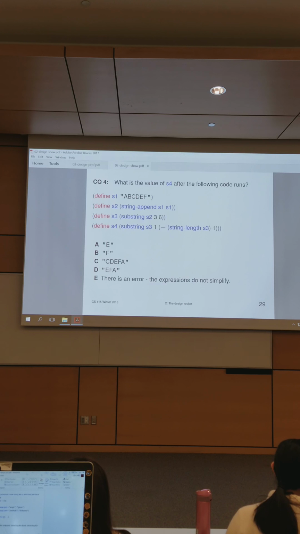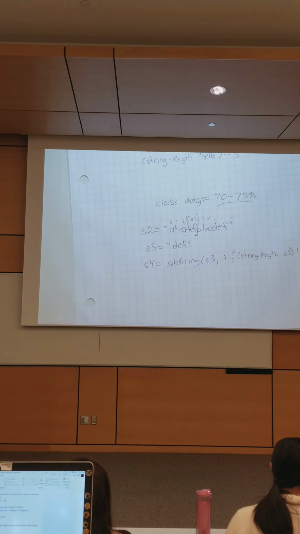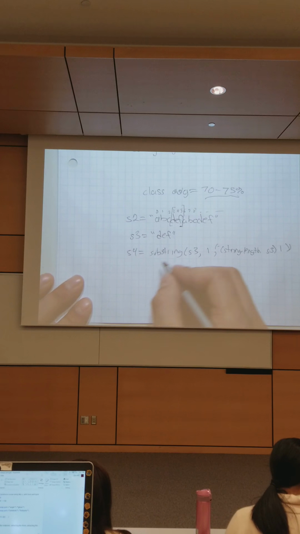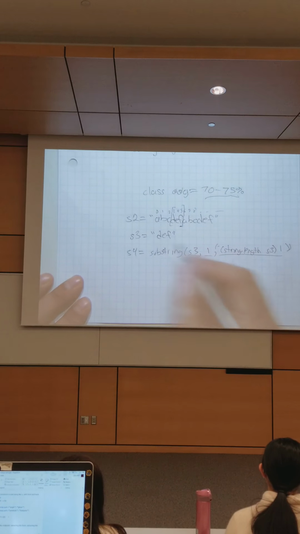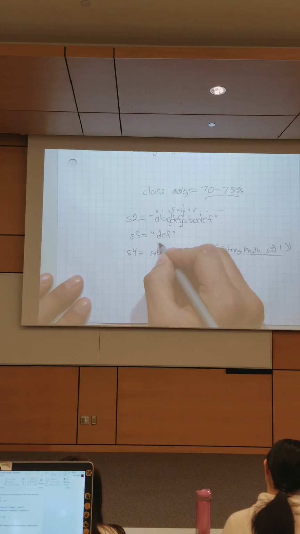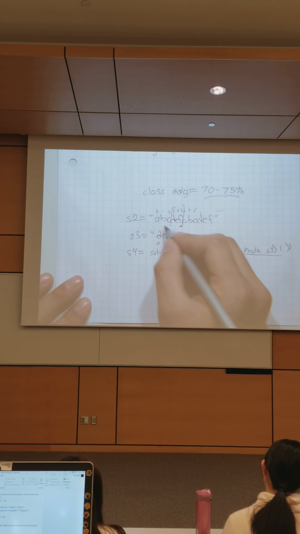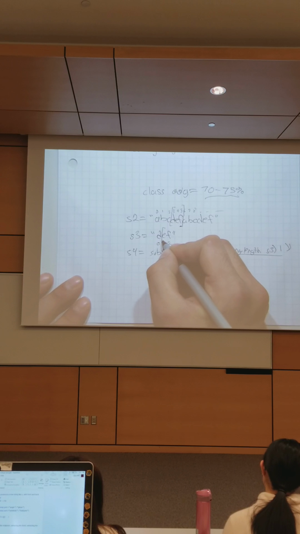Okay, so just to show you how this would look. Again, I'm writing this in mathematical notation, so it's the substring of S3 from 1 to this location. So substring of S3 from 1. Again, this is 0, 1, 2. So we're going to start at 1. We're going to start right here.